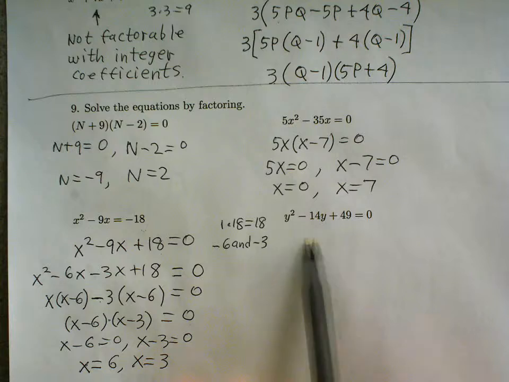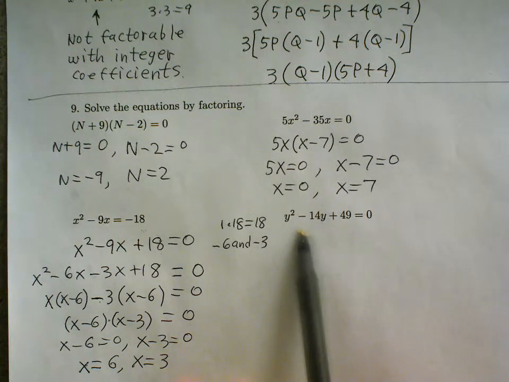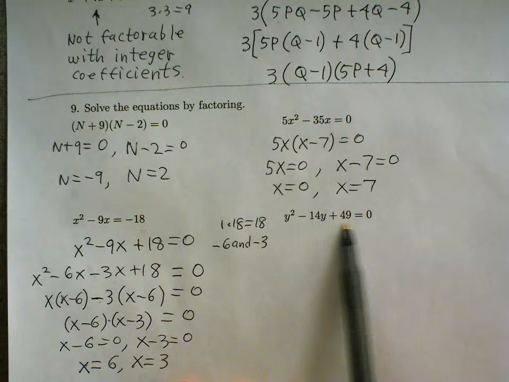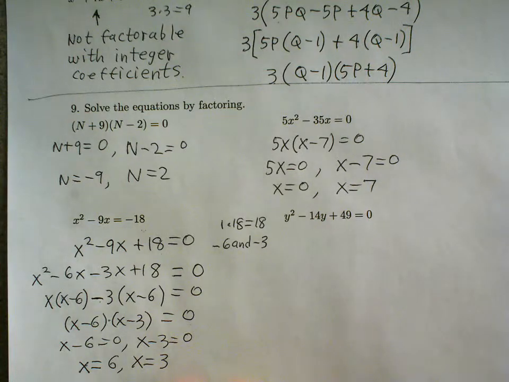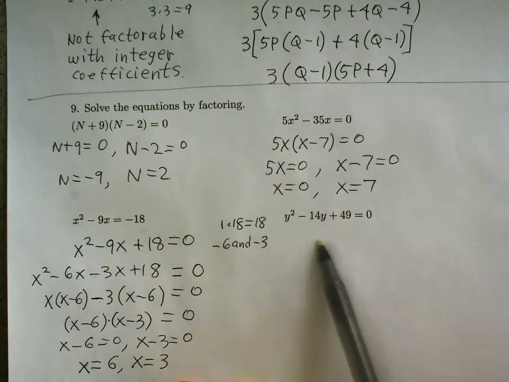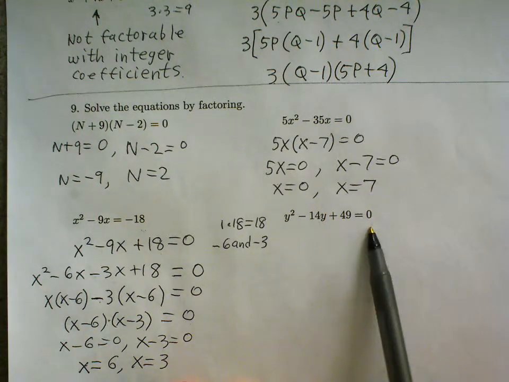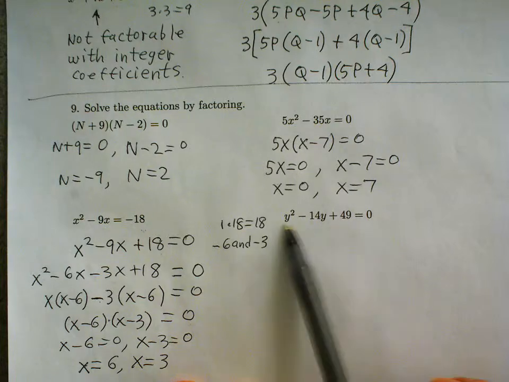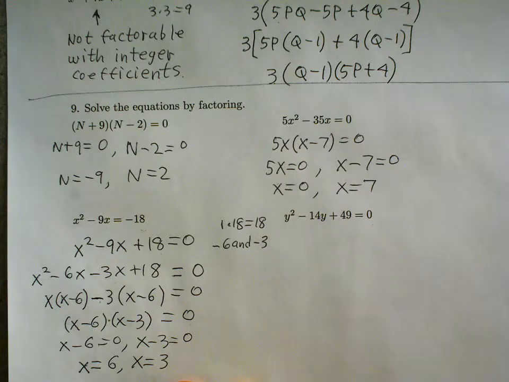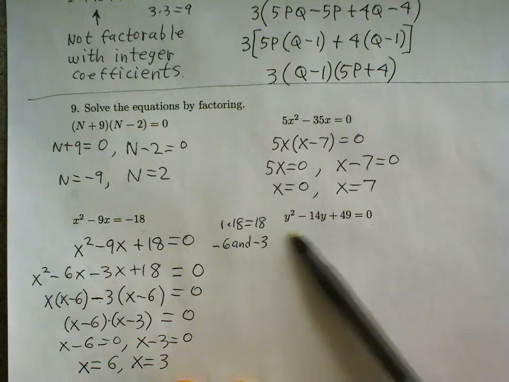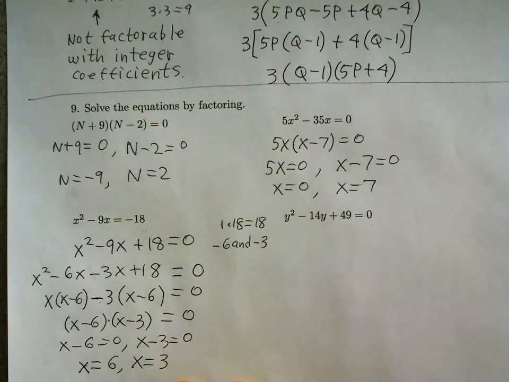Okay, the next one, y to the second minus 14y plus 49 equals 0. Solve this by factoring. One side is already 0, so we factor the trinomial. The greatest common factor of the 3 terms is 1. So if you know the factorization, go ahead and type that in.